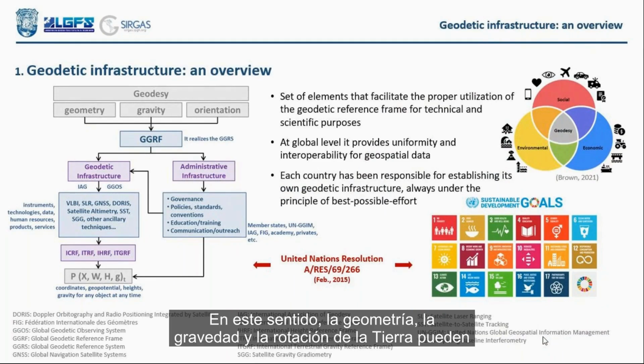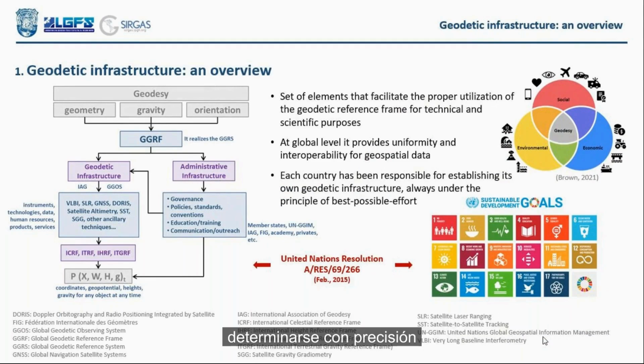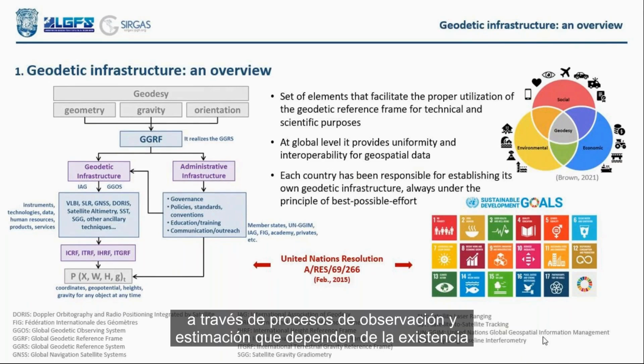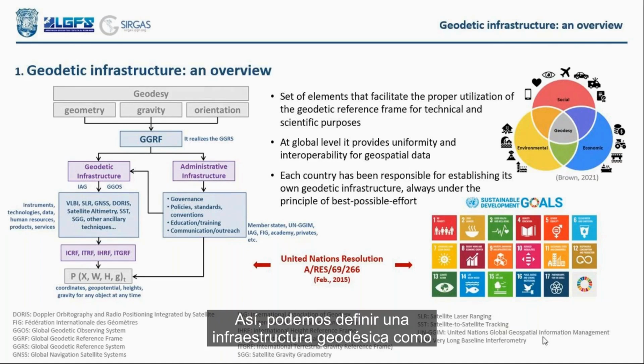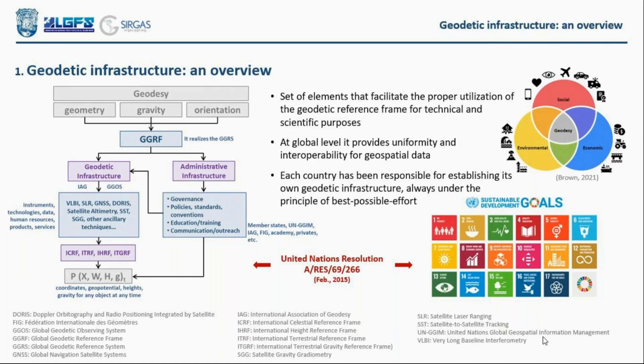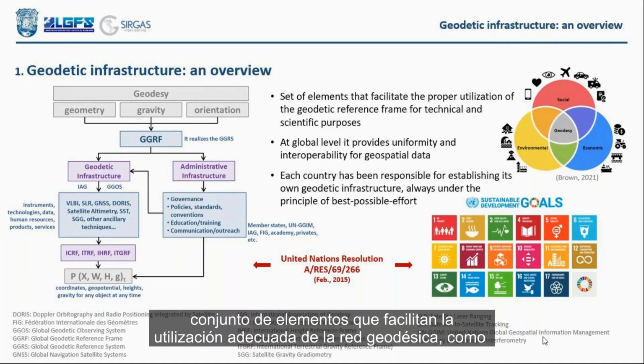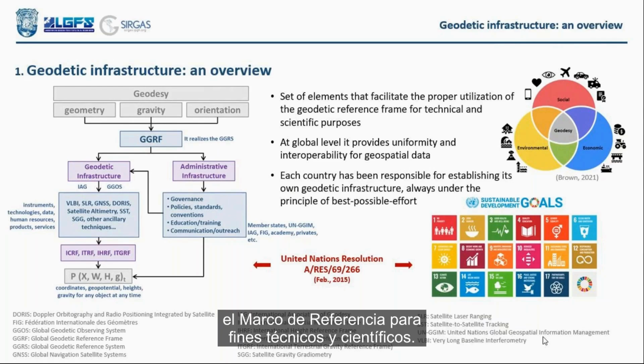In this sense, geometry, gravity, and rotation of the Earth can precisely be determined through observation and estimation processes, which depend on the existence of the geodetic infrastructure. So we can define a geodetic infrastructure as a set of elements that facilitate the proper utilization of the geodetic reference frame for technical and scientific purposes.